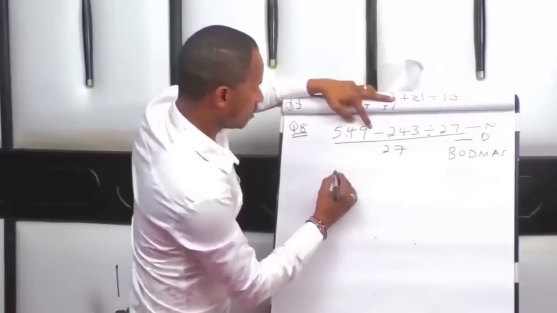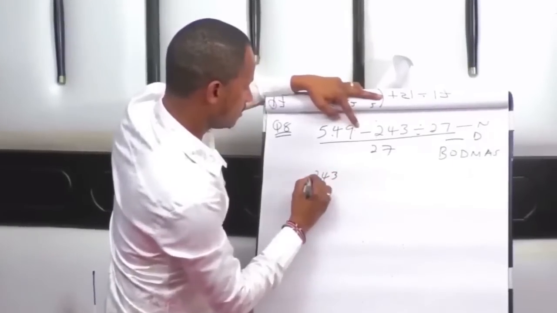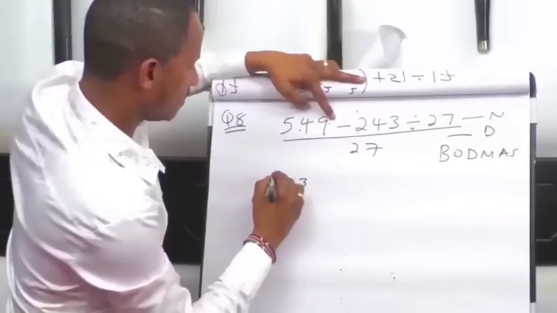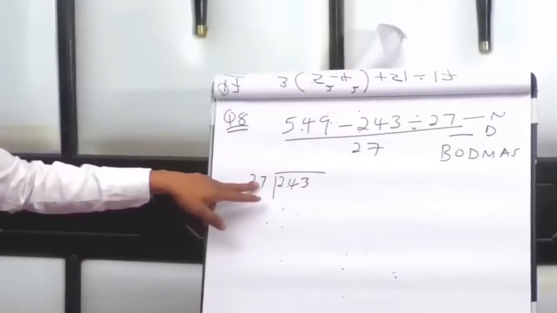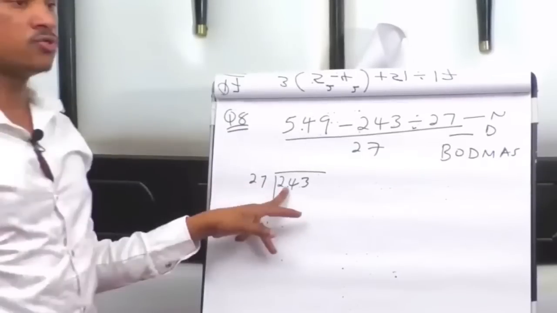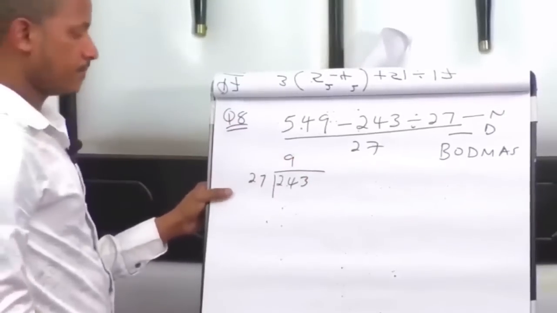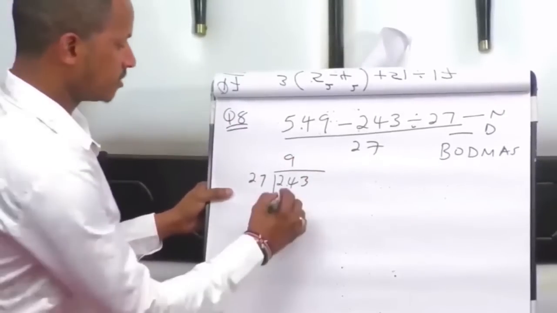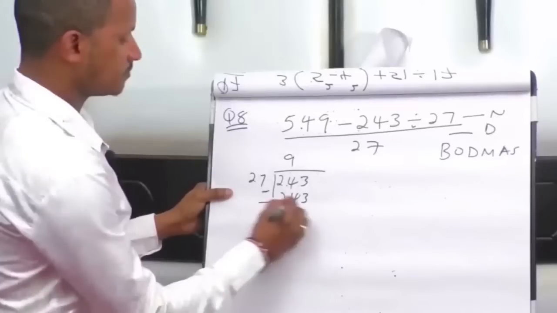So if we use long division, 243 divided by 27. So how many times does 27 go into 243? This is 9 times, which gives you 243. If you subtract, you get 0. So the answer is 9.